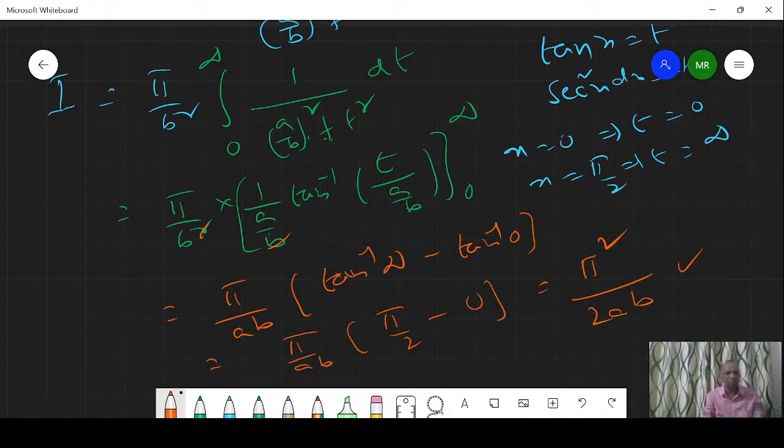The problem is important. Try to understand this. If you have a doubt, please ask me. I can explain again. This is the most important one. Your answer is pi square by 2ab. Is it clear? Should I repeat this?